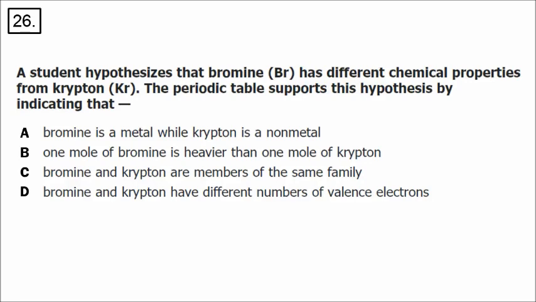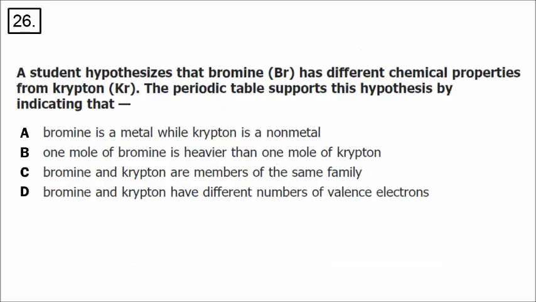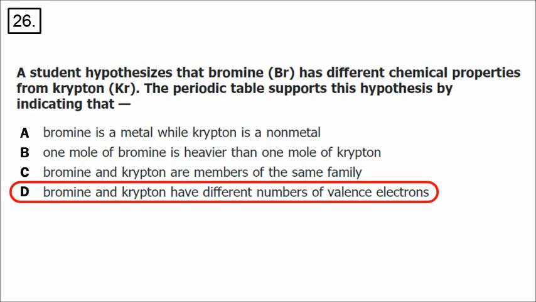Number 26, a student hypothesizes that bromine has different chemical properties from krypton. The periodic table supports this hypothesis by indicating that, well, bromine is in group 17 and has 7 valence electrons. Krypton is in group 18 and has 8 valence electrons. So they're both nonmetals, so choice A is not true. Bromine is actually lighter than krypton, so choice B is not true. They're not in the same family. They're in the same period, but families are vertical columns and groups. So the correct answer is D. Bromine and krypton have different numbers of valence electrons.